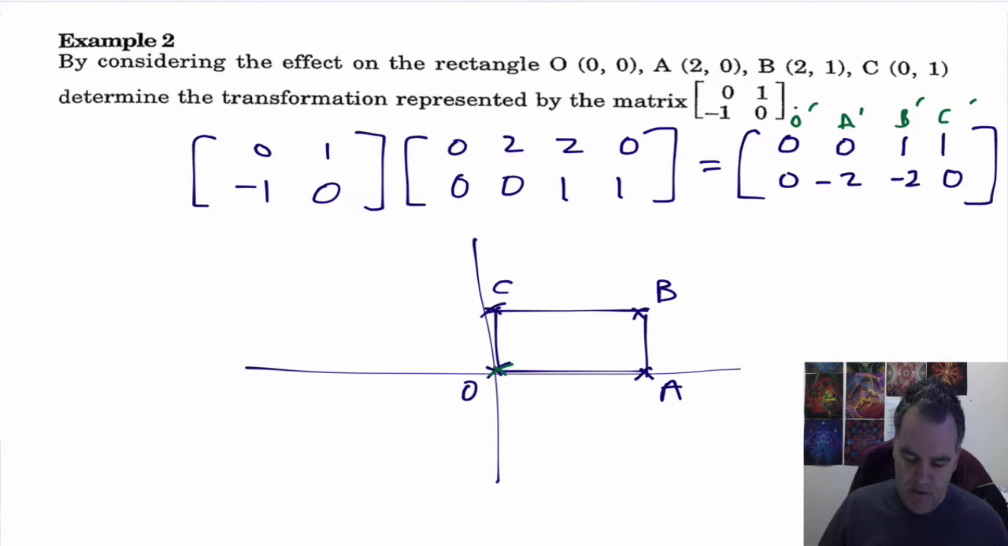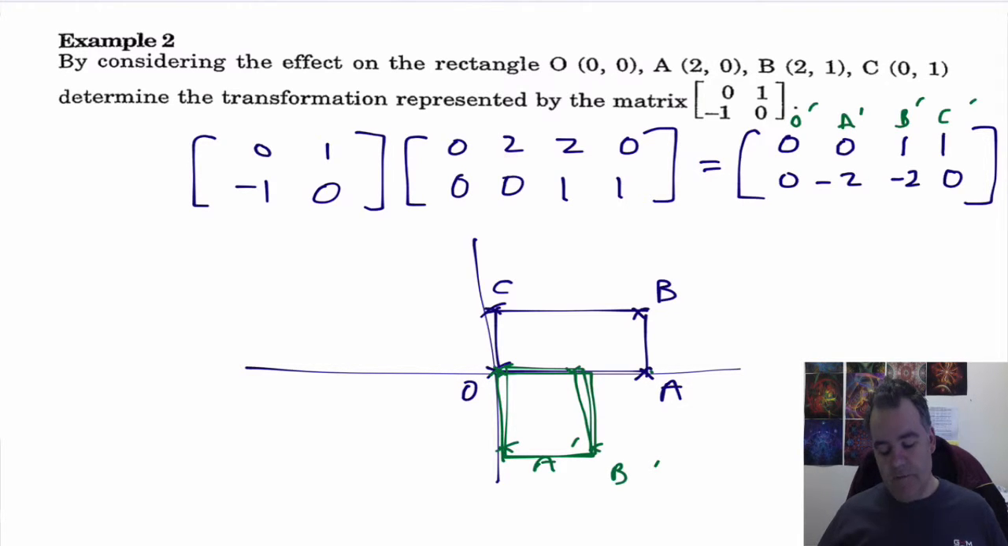All right. So A has moved to 0, minus 2, which is down here. B has moved to 1, minus 2, which is down here, that's B dash. This is 2 here. And C has moved to 1, 0, which is here. So here's our transformed rectangle.